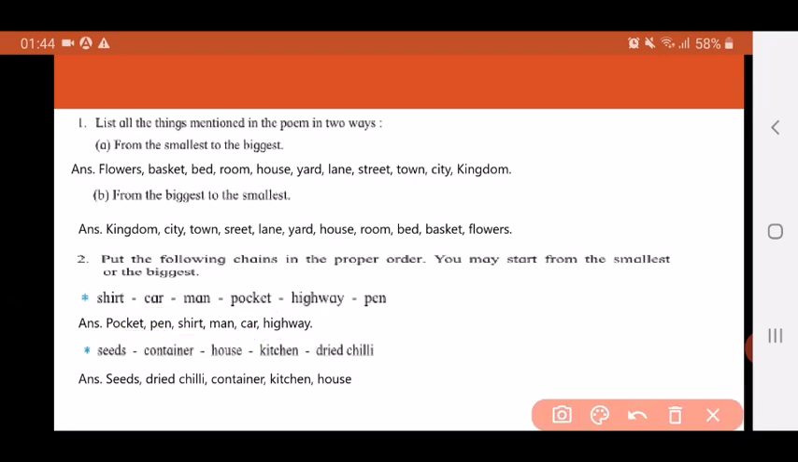Second question: seeds, container means a bowl, house, kitchen, dried chili. Smallest here will be seeds, then dried chili, then container, then kitchen, and lastly house.